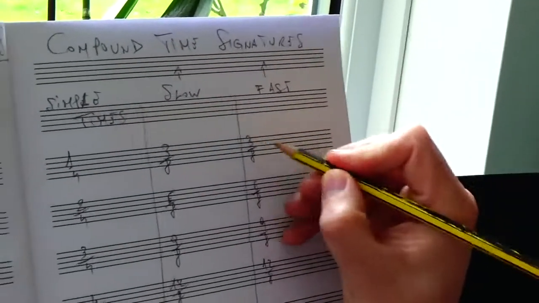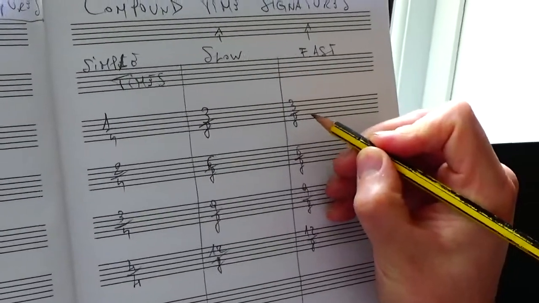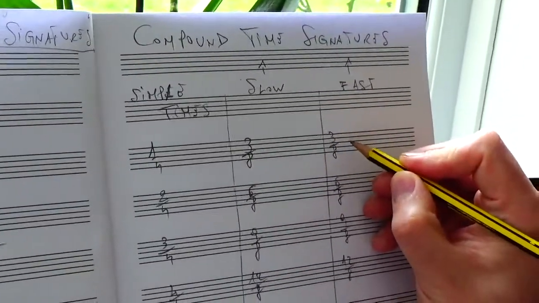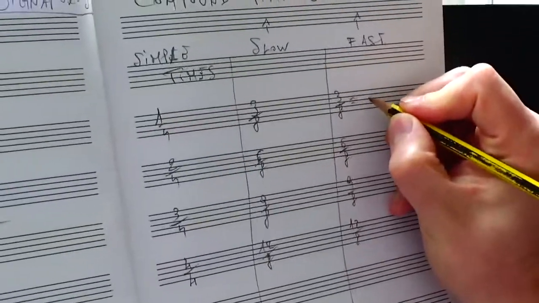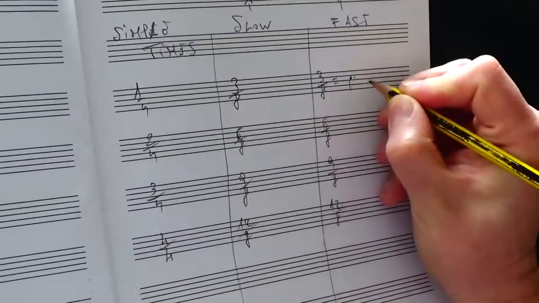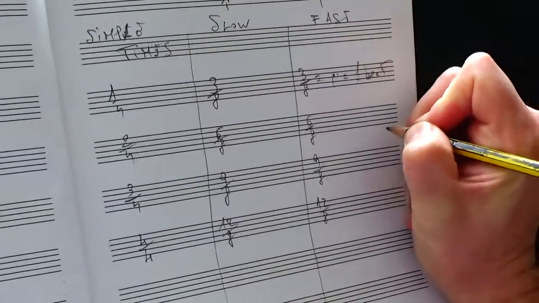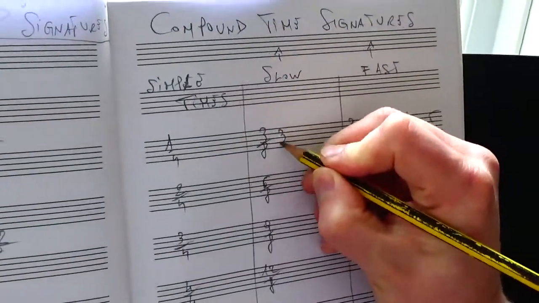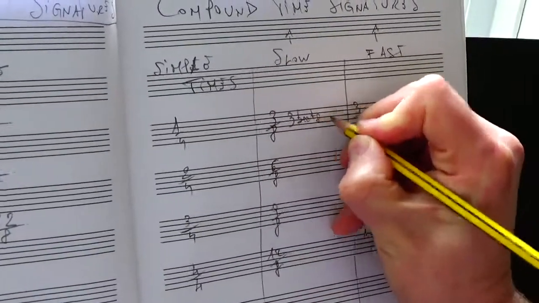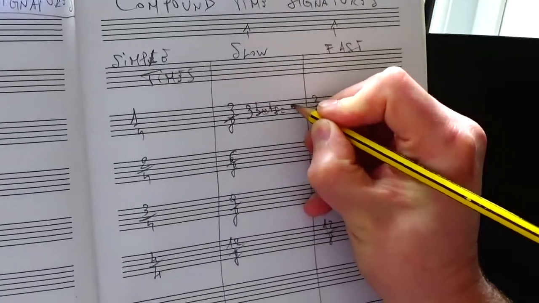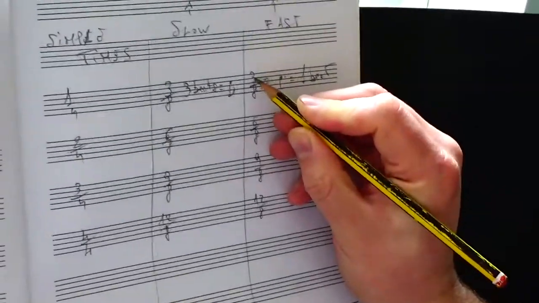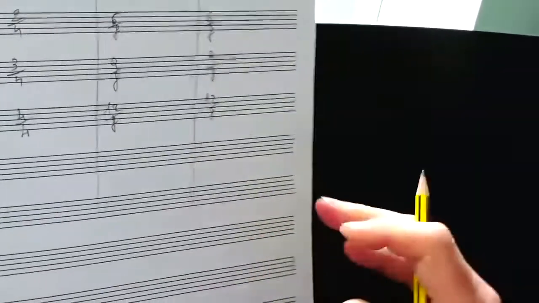When the 3/8 is played fast, the 3/8 is considered as made of one big beat per bar. This beat is worth one dotted crotchet. So the beat is one dotted crotchet, just one. This is the big difference: here we have 3 beats, and each of them is worth one quaver. Here one beat, one dotted crotchet, where the 3/8 are subdivisions of the beat.